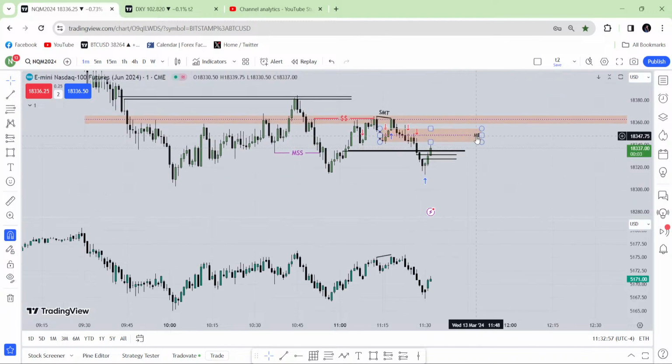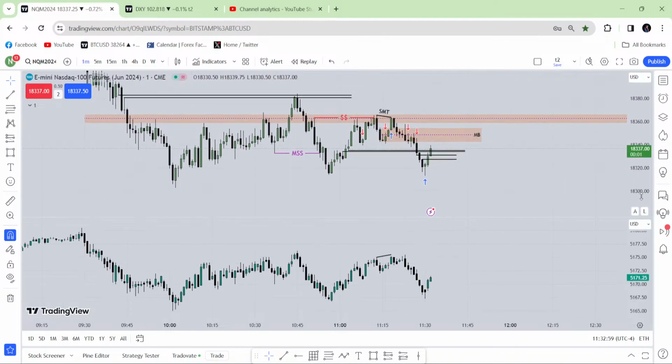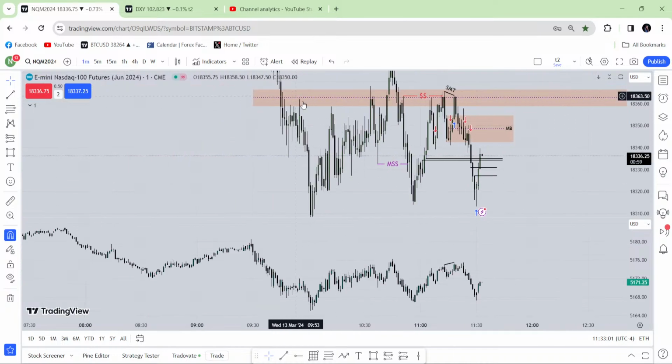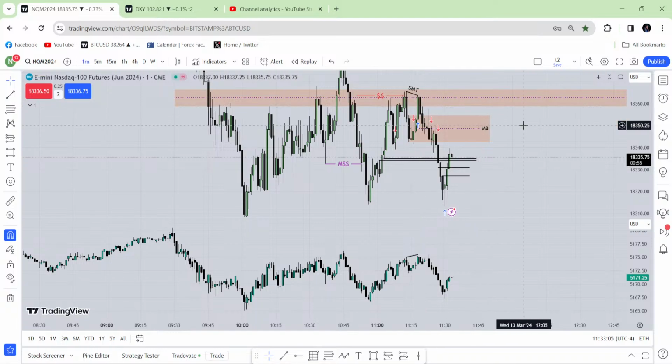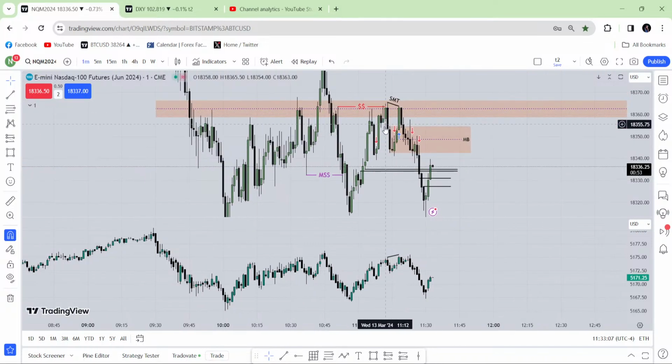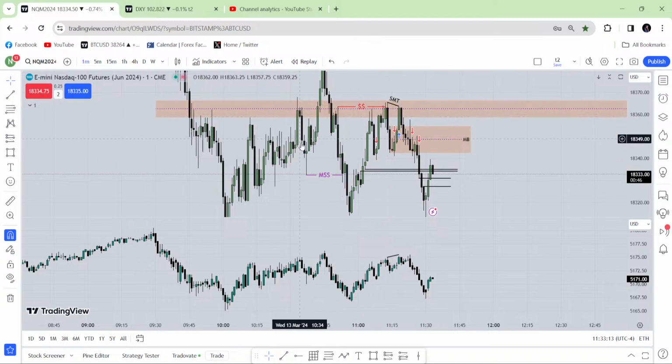Okay, let's go to the mitigation block. This is the first time I'm showing the mitigation block. Here, this is that 15-minute fair value gap. Remember this 15-minute fair value gap over here. Price came here, and next time, price failed to go higher. Here was your breaker block. The breaker block is from here to here.